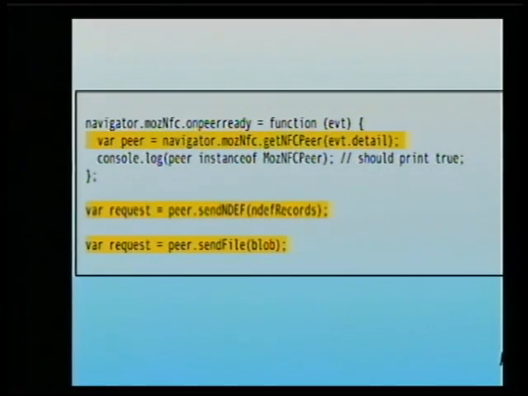And then NFC also has this onPeerReady event. The onPeerReady event fires when another device that's NFC enabled comes into range of your device that's got the NFC app on it. And then they will get a little dialogue saying, do you want to receive this NFC data? And if you say yes, you can then get this person's device to be represented by a peer object using getNFCPeer. And you'll see at the bottom of the slide that we can then just use simple methods like sendNDEFRecords and sendFile to send information over to that peer. So that's pretty simple stuff.